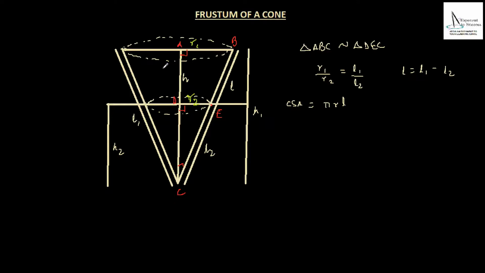Now if we want to find the curved surface area of the frustum shown here, all we can do is find the surface area of the bigger cone and take out the surface area of the smaller cone from that, and what we'll be left with is the surface area of the frustum. So the surface area of the bigger cone has a slant height of L1 and a radius of R1, so that is pi R1 L1. And we subtract from that the surface area of the smaller cone, which is pi times the radius of the smaller cone, R2, times the slant height of the smaller cone, L2.